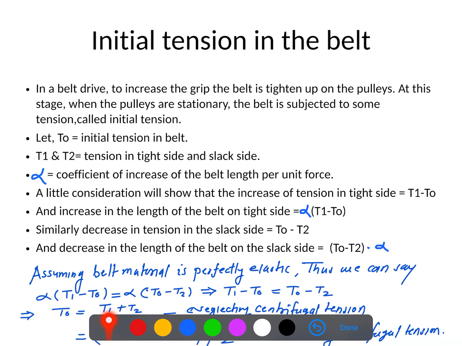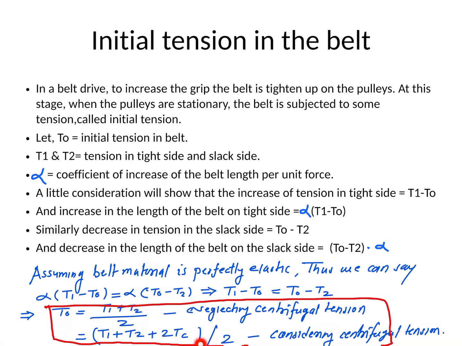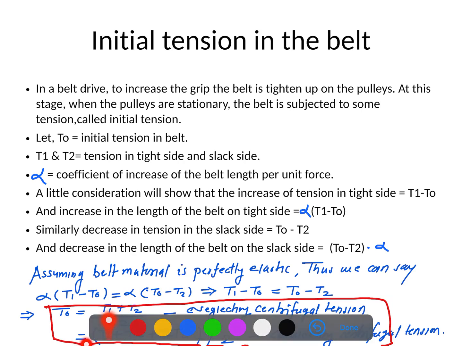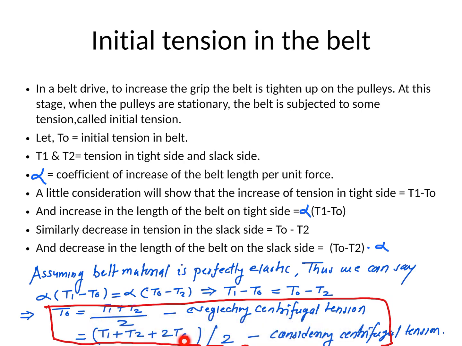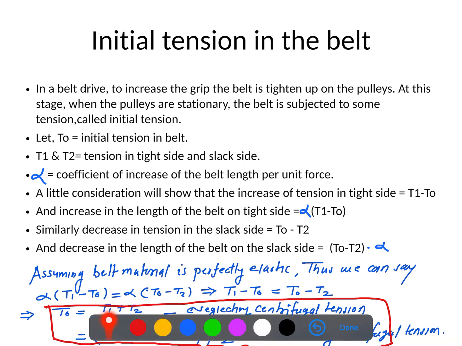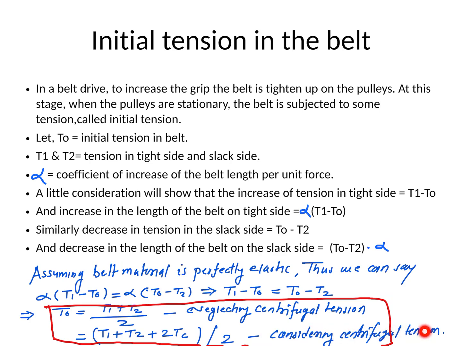So these are the two expressions which we have to remember: T0 is equal to T1 plus T2 divided by 2, neglecting the centrifugal tension, and initial tension T0 is equal to T1 plus T2 plus twice Tc divided by 2, considering the centrifugal tension.